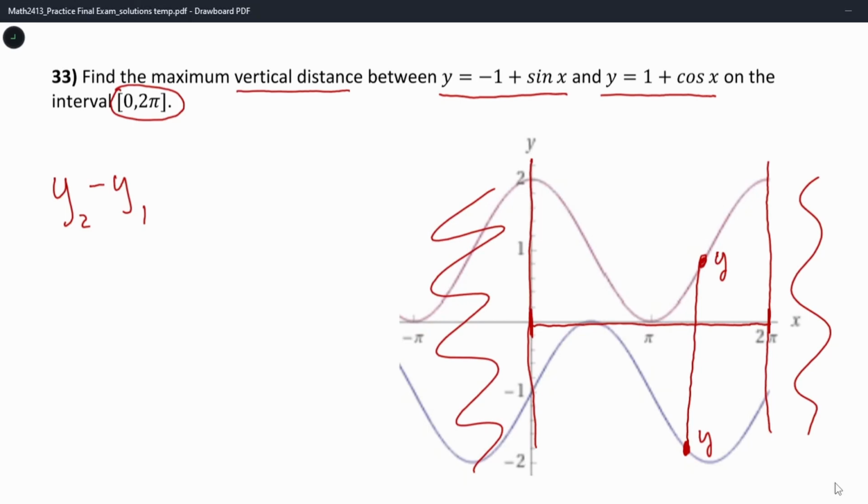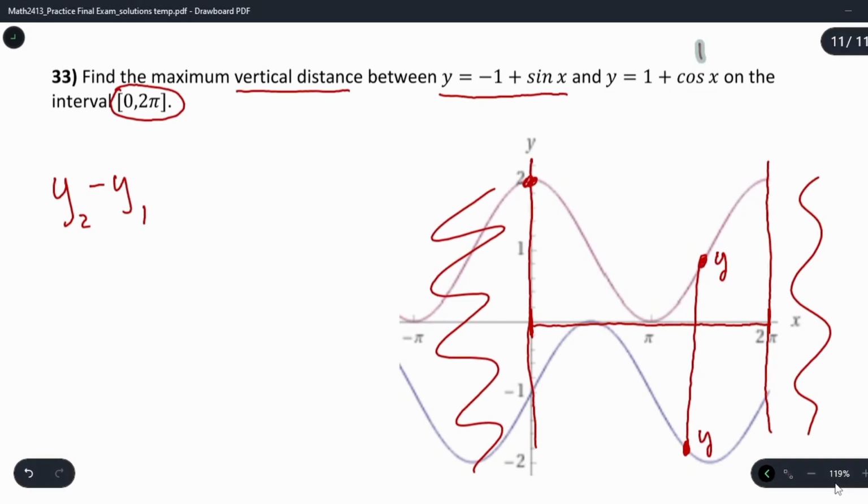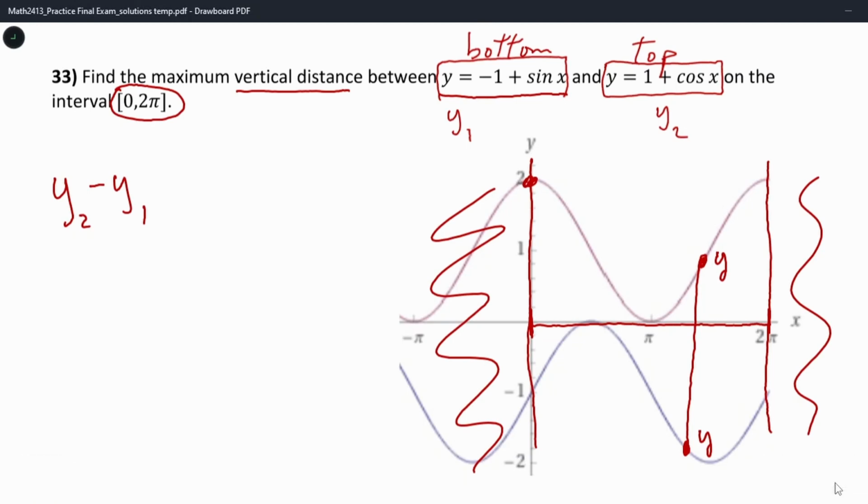Well, notice that these graphs have a different y-intercept. So if I plug in a 0 for the second equation, the cosine of 0 is 1. 1 plus 1 is 2. And that gives us a point on the top graph. So then what I'm going to do is I'm going to put a box around this guy and say that he's the one on top. And then that makes this one the one on bottom, which in my equation now, this is y2, and this one is y1, because you want to subtract the smaller y from the larger y.